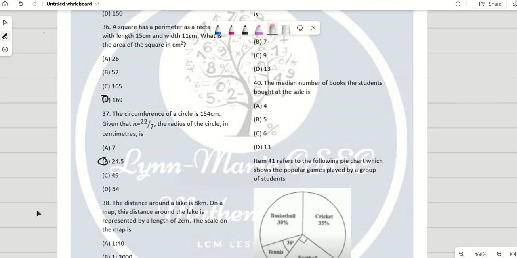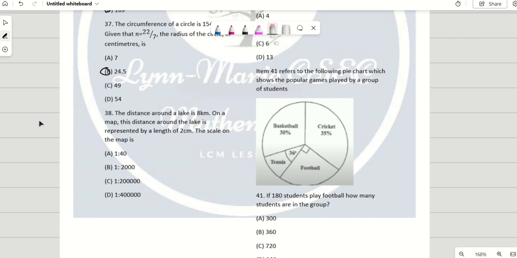Right? Let's look at number 38. The distance around the lake is 8 kilometers. On a map, the distance around the lake is represented by 2 centimeters. The scale on the map is 1 to 400,000. It's D. I remember this answer, but if you want, it would be 2 centimeters, which is the length of it on the map, to, we need to make sure 8 kilometers is in centimeters. So it's 8 multiplied by 100,000, which is 800,000.